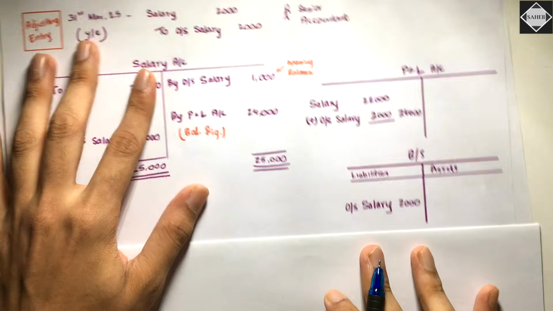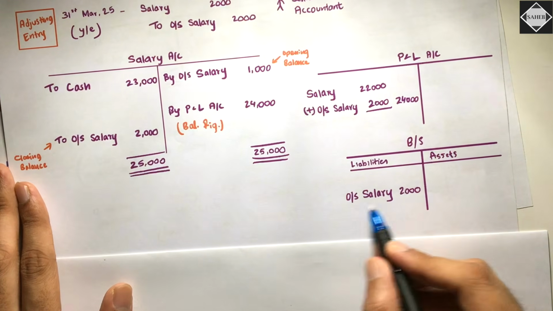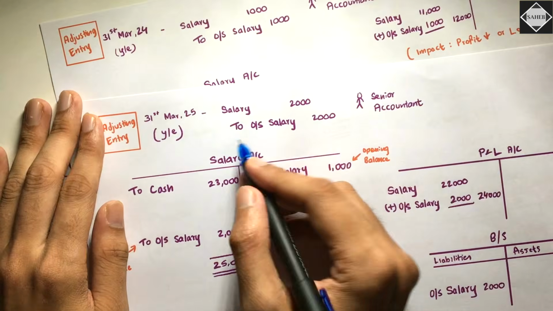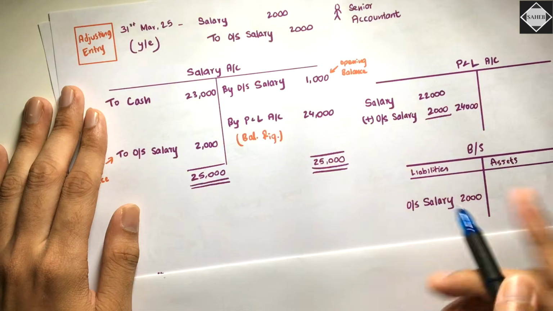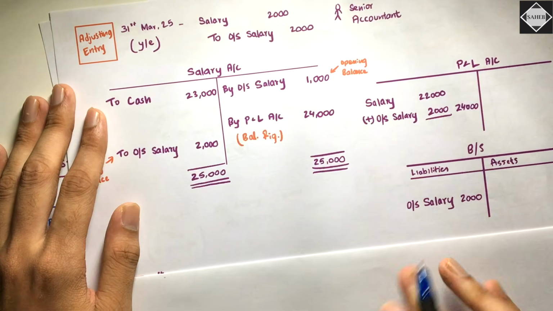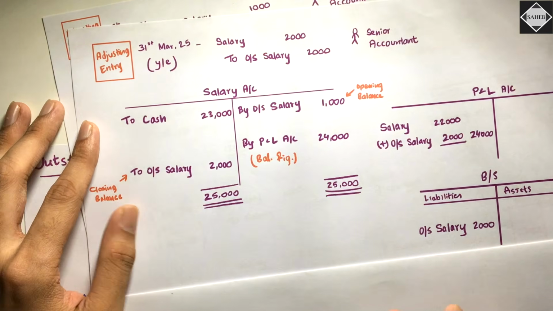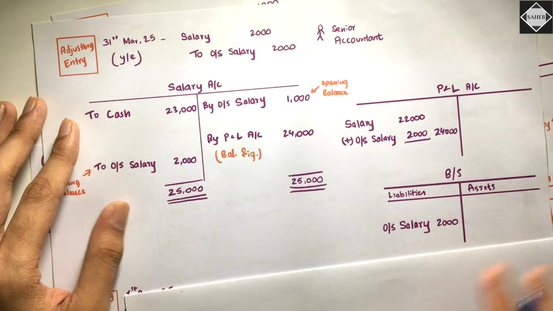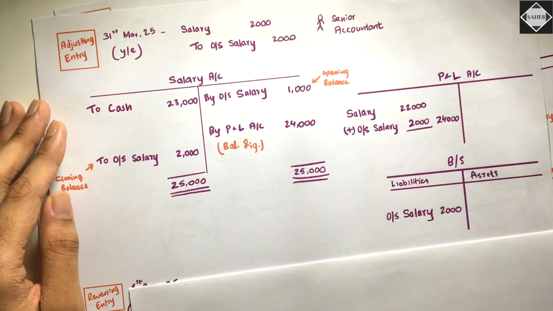And then in balance sheet, see here, in balance sheet what will happen? Outstanding salary 2,000. This is the current liability which will appear, right? Here you credited now, so that will come over there. Is it clear? On the liability side, you understood this? Okay, so correct financial performance and correct financial position has been communicated to the users of financial statements, our stakeholders.